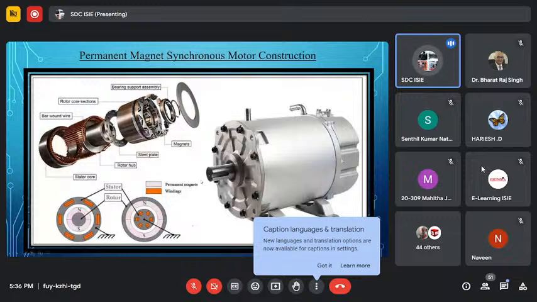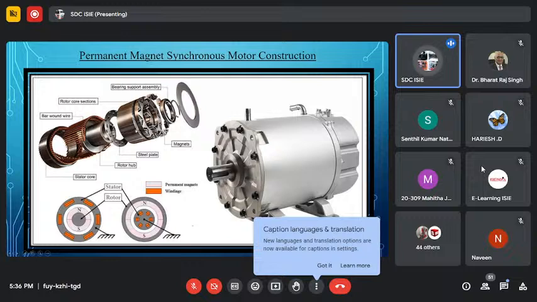Next one is the permanent magnet synchronous motor. As we can see here, the construction of the permanent magnet synchronous motor is given. This is mostly used in electric four-wheelers, right? So this is the internal construction of the motor. Here we have the stator core, right? This is the stator core. This is the wound wire. On the stator, we have wound the wire here. This is the rotor hub.